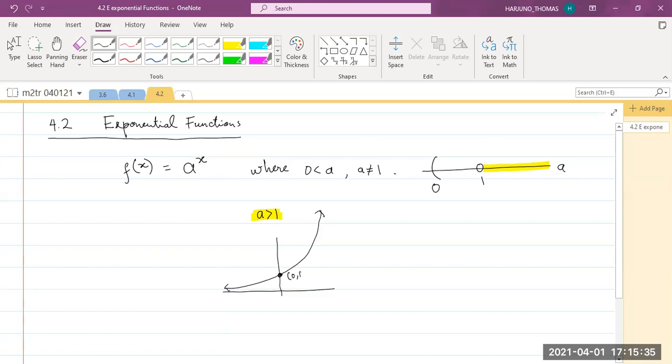(0, 1), (1, a). You just plug it in. When x equals 1, the y will be a. And (-1, 1/a).